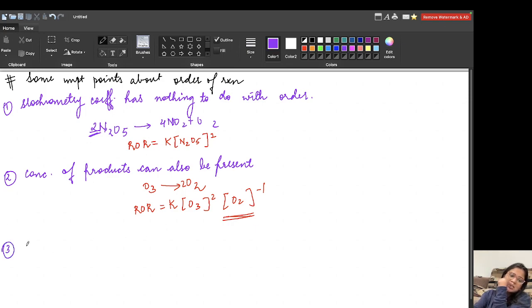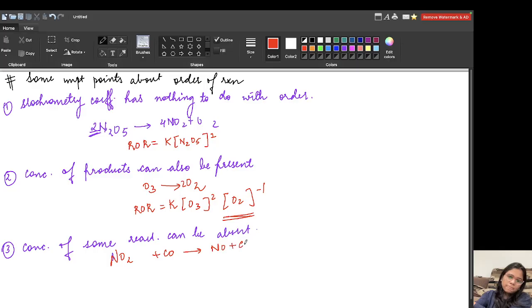Next thing which you need to keep in mind is that concentration of some reactant might be absent. For example, if I take NO2 plus CO giving me NO plus CO2, the rate of reaction here can be K [NO2] raised to the power 2. So here no CO is present. Whatever I am writing for the rate of reaction is experimental.